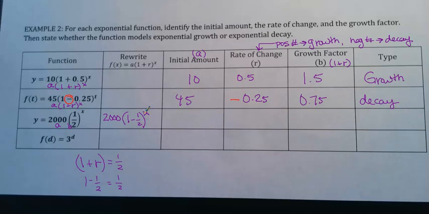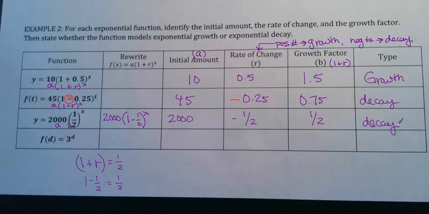Okay, now that we've done that, what is our initial amount? Good, it's 2,000. All right, what is our rate of change? Excellent, it's negative 1/2. What's our growth factor? Good, that's 1/2. That's what we were given initially, was just the growth factor. And is this growth or decay? Perfect, it's decay because it has a negative rate of change. Awesome.